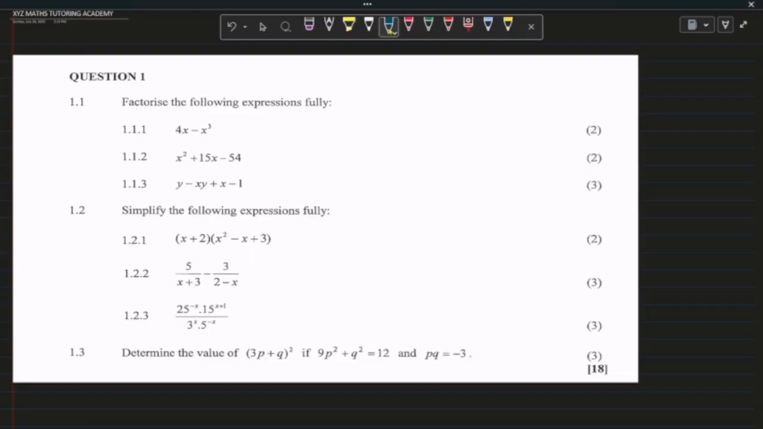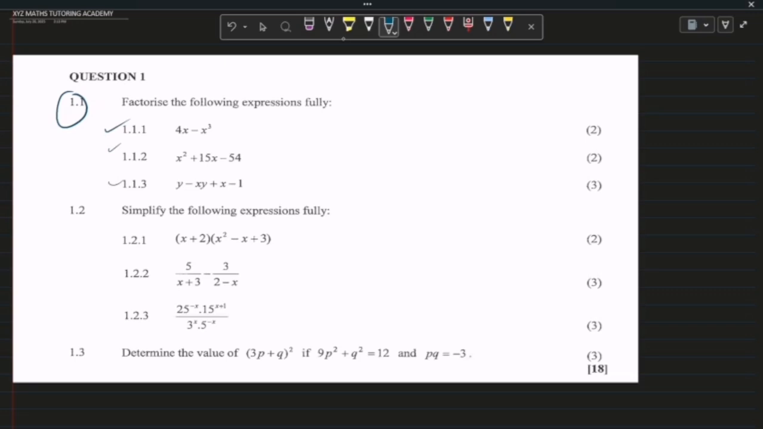Okay, so in our previous session, you will recall that we worked on question 1.1.1, whereby we were dealing with factorizing. So we spoke about the four techniques of factorization: the common factor, difference of two squares. We spoke about factorizing trinomials, and then lastly, we spoke about grouping. So we did all of this previously.